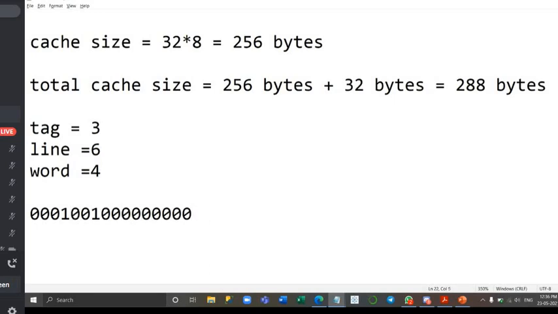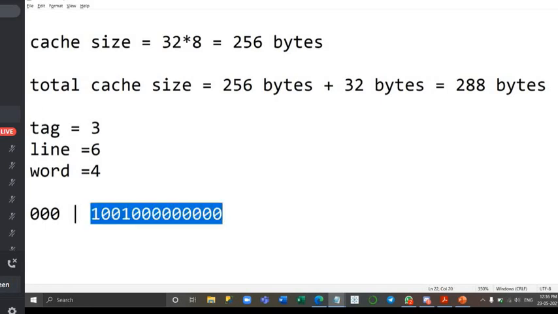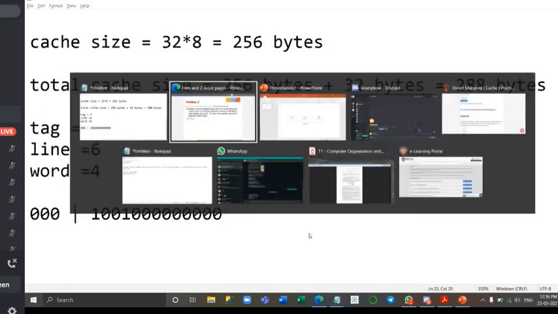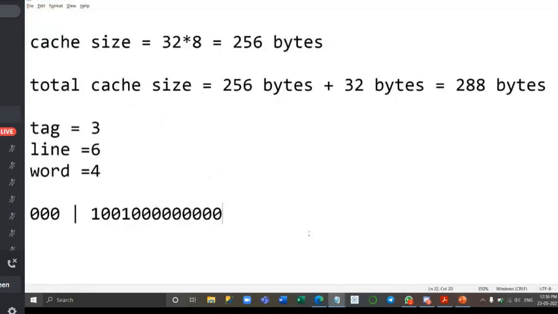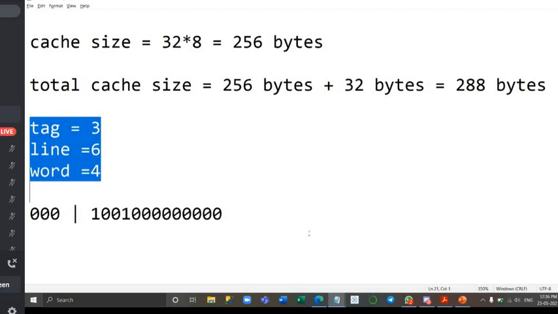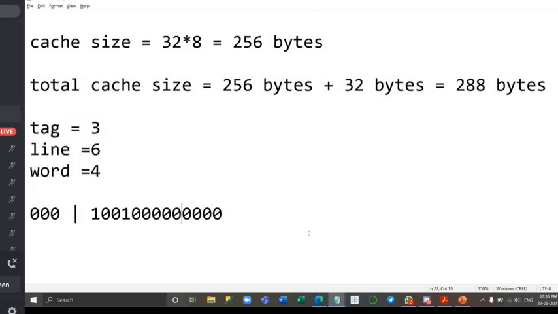Out of the 16-bit address, they have told us that we only need to use 13 bits, because our main memory's address length is 13 bits. We don't need the last 3 bits. Now these 13 bits will be split up in the tag, line and word format. These 4 are the word, these 6 are the line, and the last 3 are the tag.